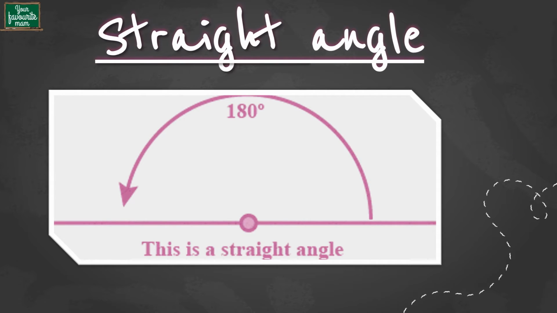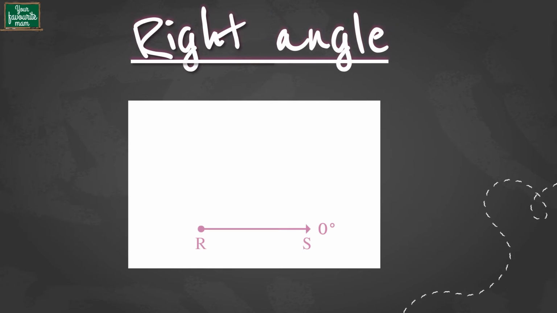One half of a turn, which forms a straight line, is 180 degrees. And 1/4 of a turn is 90 degrees. This is also called a right angle, where two rays meet at 90 degrees.